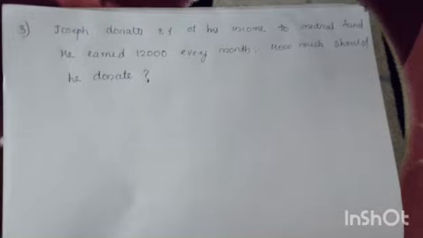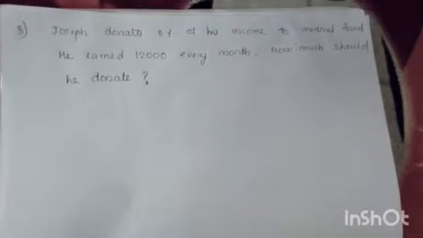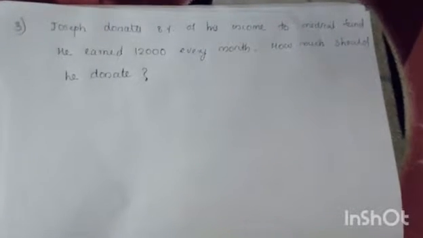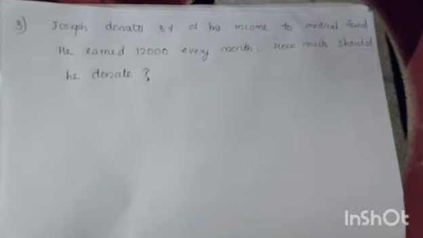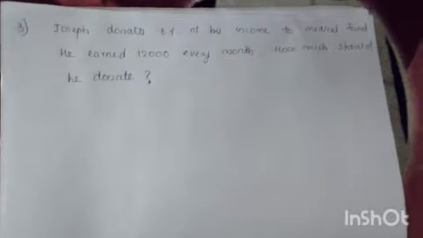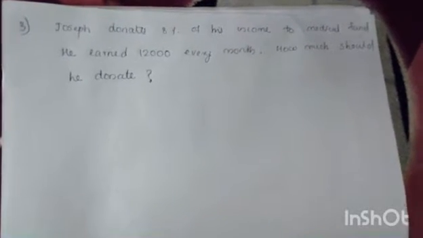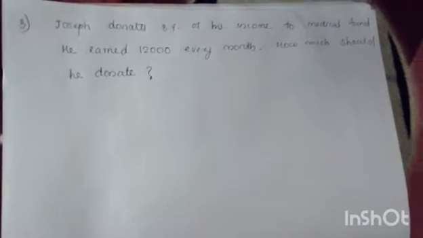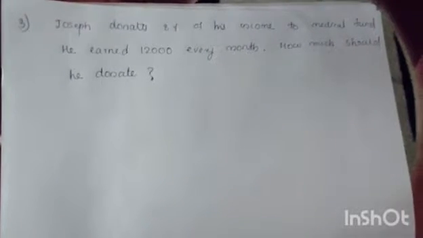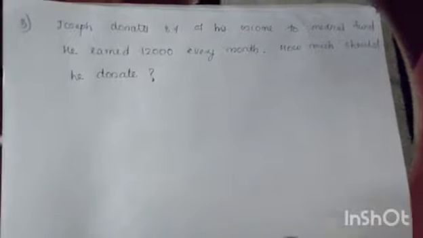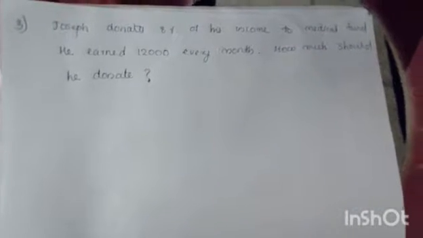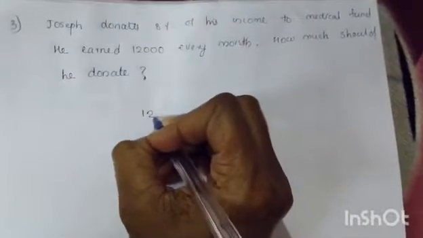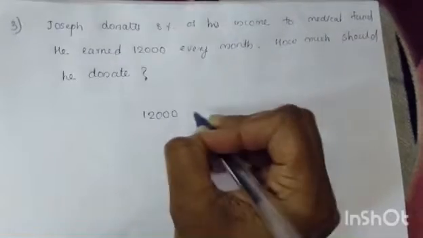This is my next problem. Joseph donates 8% of his income to the medical fund. He earned 12,000 every month. How much should he donate from his salary? He gives 8% of his salary to the medical fund. Then how much should he donate? Here we need to find out how much is 8% of 12,000.